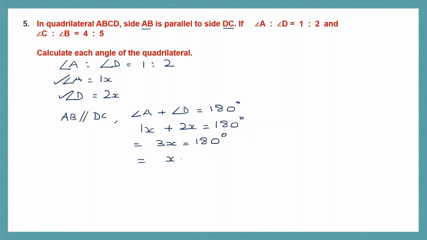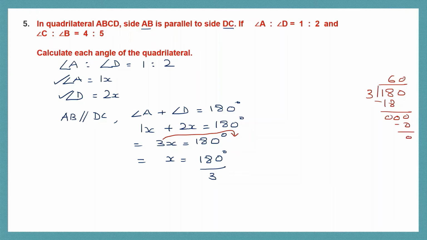Therefore, x will be 180 degrees divided by 3. If we transpose 3 from the left hand side to the right hand side, it becomes division, 180 by 3. Now, if you divide 180 by 3, what do you get? 3 6s are 18, 0. So, this is 0 on top. So, what do we get? 60. So, 180 divided by 3 is 60. So, the value of x is 60.